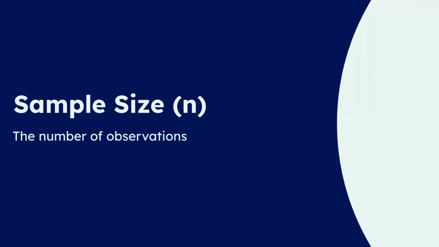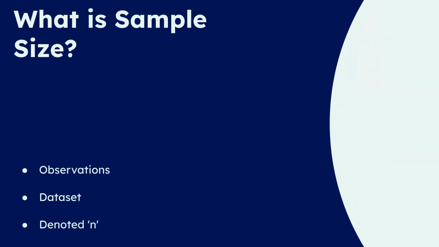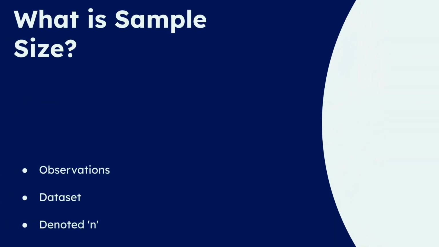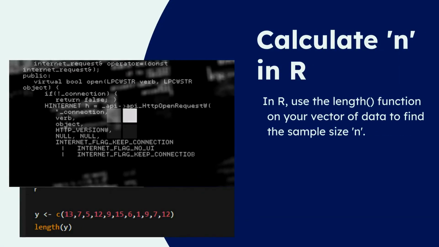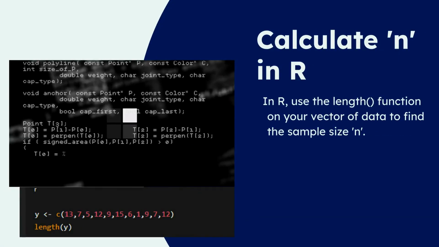Now, let's talk about the sample size, denoted by n, which is simply the number of observations in your dataset. The sample size, or n, is a fundamental concept. It represents the quantity of data points you have to work with. In R, you can easily calculate the sample size using the "length" function on your data vector.